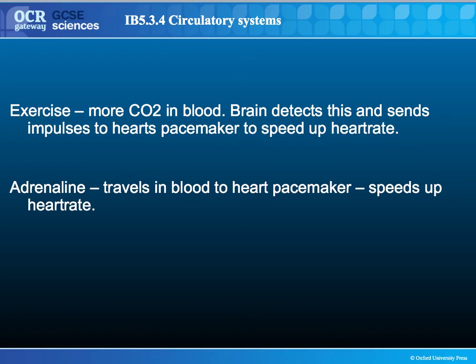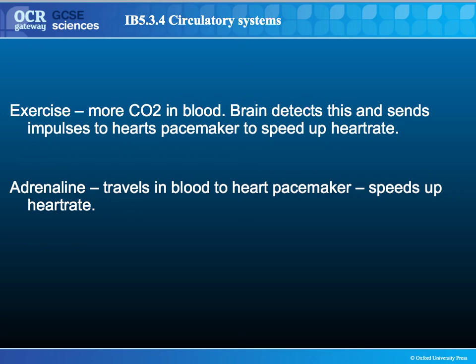However, not only does it get rid of extra CO2 in the blood if you need to get rid of that, but if your heart rate is increased, it means that the muscle cells will need to respire more, so it will deliver more oxygen and glucose to the heart muscle itself so that it can continue to beat so many times per minute.